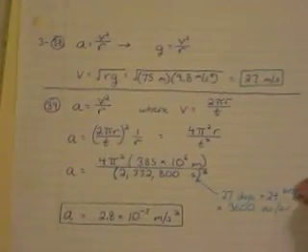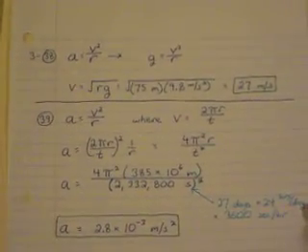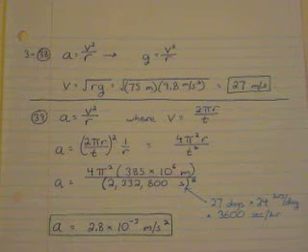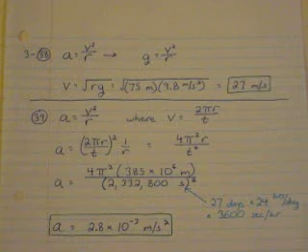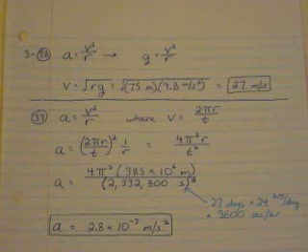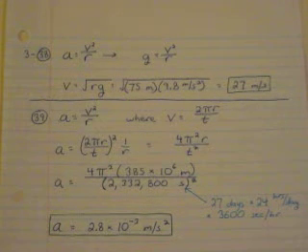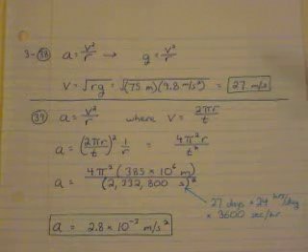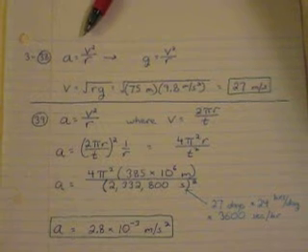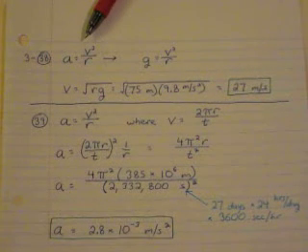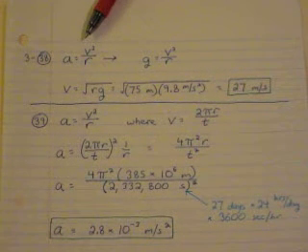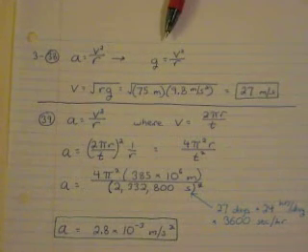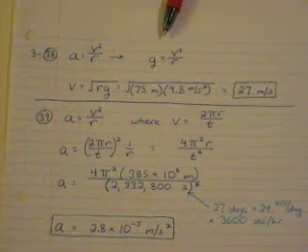Number 38, a very basic, straightforward problem involving uniform circular motion. Radius of 75 meters. We want the acceleration to be numerically equal to that of gravity, which means 9.8 meters per second squared. So we have a equals v squared over r. Let a equals g, so g equals v squared over r.